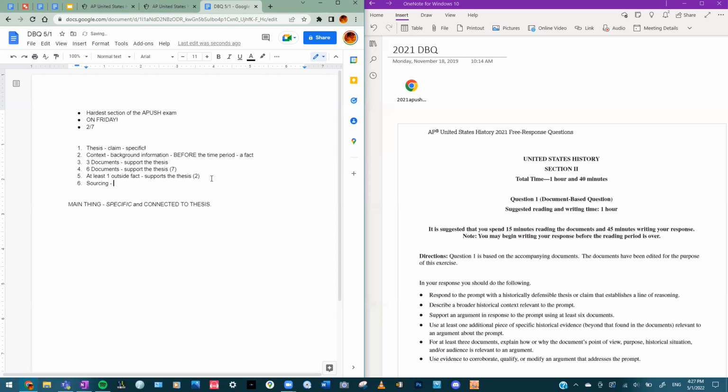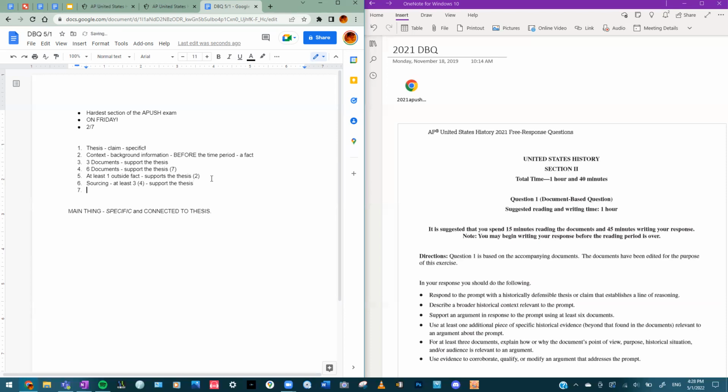And you need to do that for at least 3 documents. At least 3, but it's in your best interest to do 4 and no more than that. Some people want to do all 7, and that's a mistake I made. If you do that, then good, but you might run out of time, and you want to make sure that you are explaining. And the sourcing must also support your thesis or be connected to it.